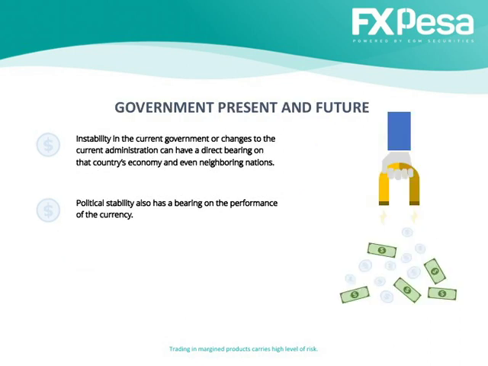Government present and future. Instability in the current government or changes to the current administration can have a direct bearing on that country's economy and even neighboring nations. Political stability has a bearing on the performance of the currency.